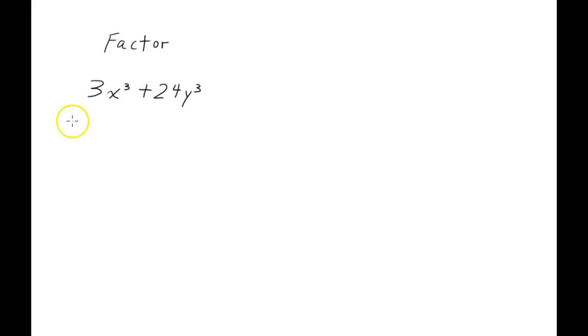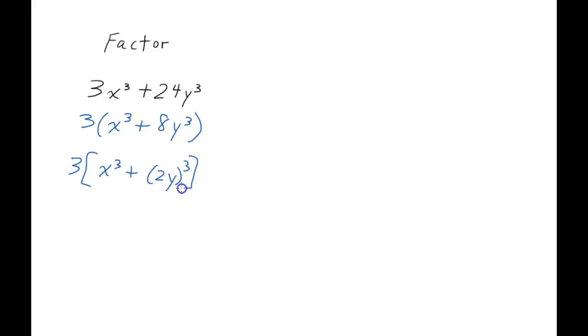Looks like we'll factor out a 3 first. So I'll do that. Let's factor out 3, and then that becomes x cubed plus 8y cubed. Okay, that 3 out front is going to tag along for the rest of the factoring. But first, let's look at this. This is a sum of cubes. This is x cubed plus 2y cubed. I'm going to just rewrite that. So 3 times x cubed plus 2y to the third power.